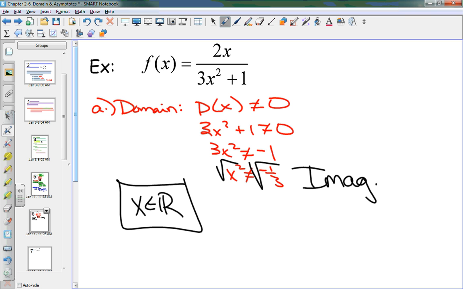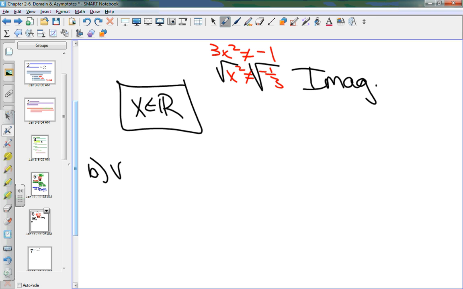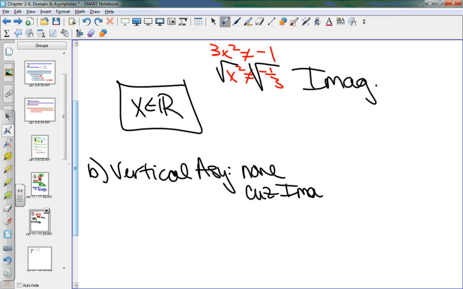So my next question to you is do I have any vertical asymptotes? Where did I tell you your vertical asymptotes come from? From your restrictions in your denominator. If I have no restrictions in my denominator that are real, am I going to have any vertical asymptotes that are real? No. Why? Because it's in the imaginary number system. Do we all understand that?